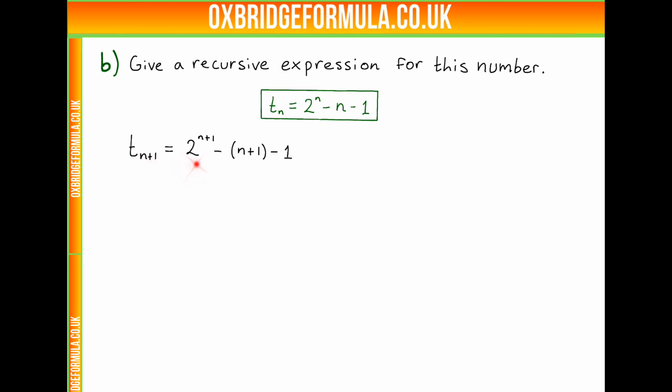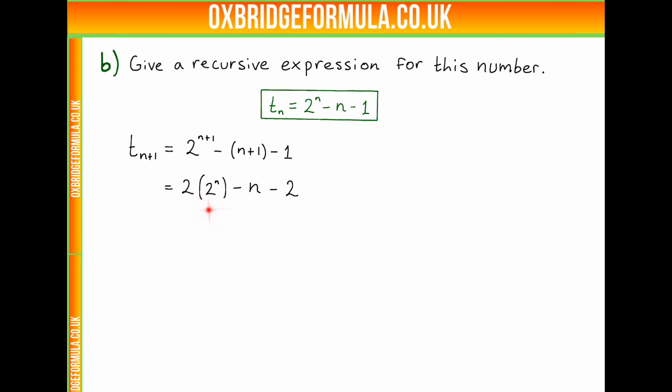Expanding out Tn plus 1, we get this form. We want to relate this to Tn, so we want to see a 2 to the n rather than a 2 to the n plus 1. Let's also rearrange our constant while we're moving things around. This gives us 2 lots of 2 to the n minus 2.